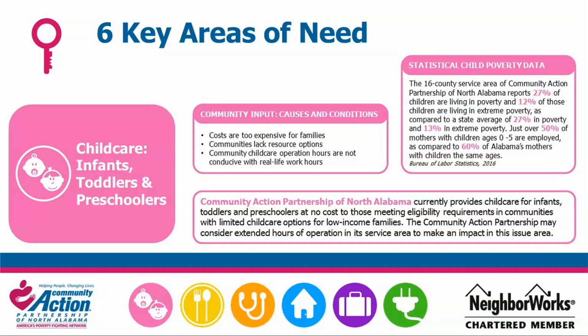So our key here was that in each one of these 6 areas of need, you could make the connections between the need, the cause and condition, the quantitative data, and then a data snapshot linking what our agency is currently doing with the services that we provide, all in one snapshot for you. So you can kind of see that coming together. And this is in child care.